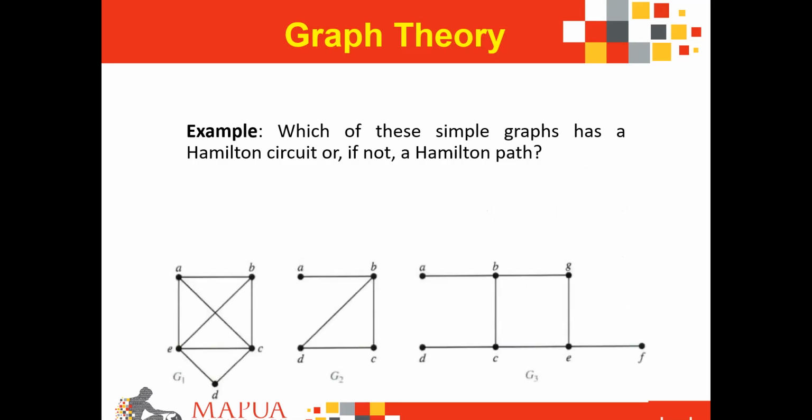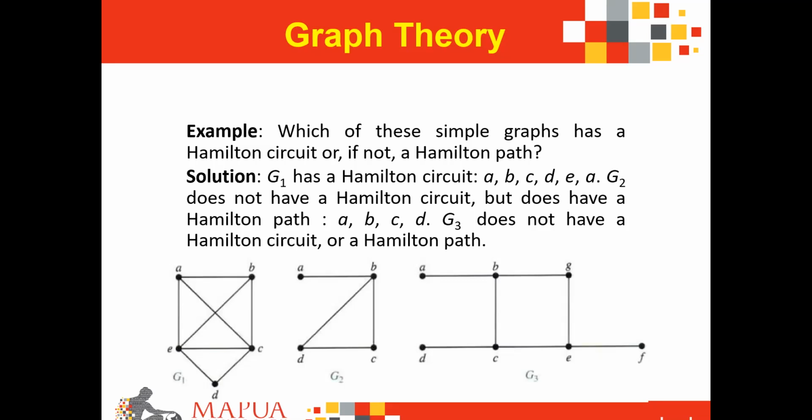Given the following graphs G1, G2, and G3. G1 is a Hamilton circuit. Shown here, you could traverse each vertex exactly once with an arbitrary start vertex at vertex A. You'd end up with A, B, C, D, E, and A. While graph G2 is not a Hamilton circuit, but does have a Hamilton path, since you can still traverse each vertex exactly once. Starting from vertex A, you have A, B, C, and D. Whereas graph G3 does not have a Hamilton circuit or a Hamilton path.